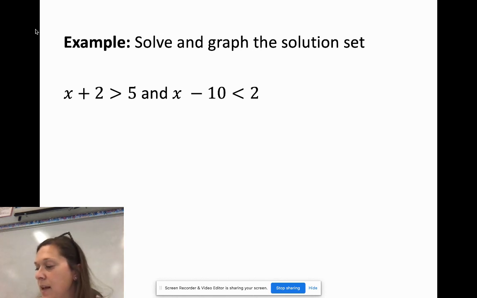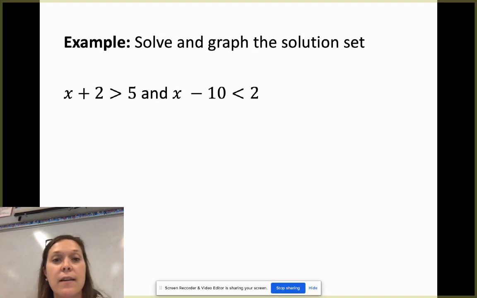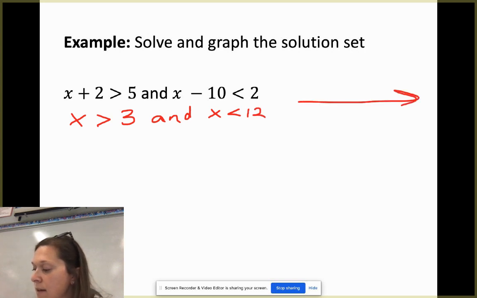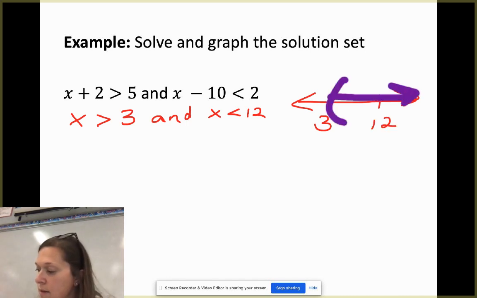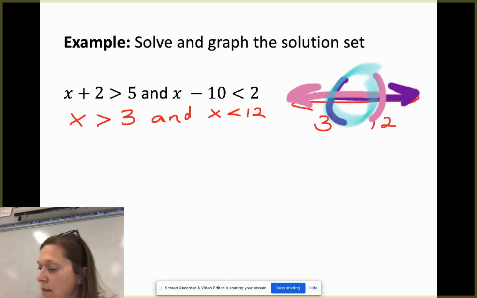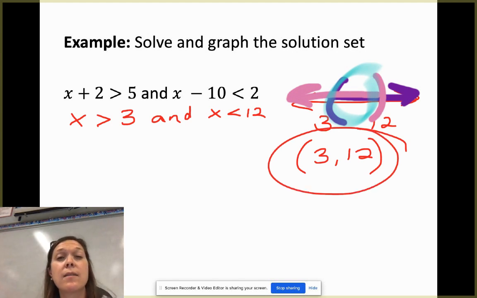Okay, let's go ahead and do this one. X plus 2 is greater than 5. X minus 10 is less than 5. So I just flipped the signs on you. So we end up with x is greater than 3 and x is less than 12. So what does that look like? 3 here, 12 there. So greater than 3 goes this way. 12 goes this way. It's an and. So we're looking for the intersection, which is right here. So we're parentheses 3 to 12 parentheses. And the reason why they're parentheses is because there are no equal signs on your inequalities.